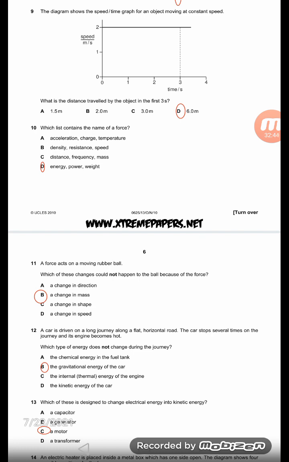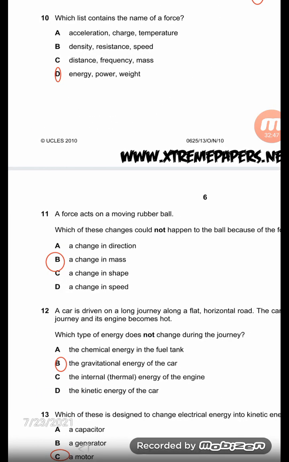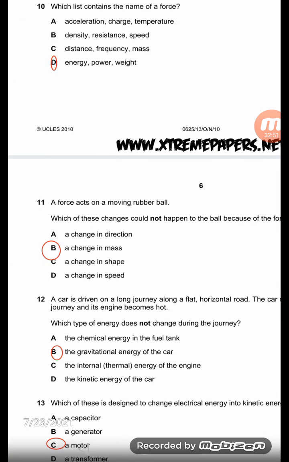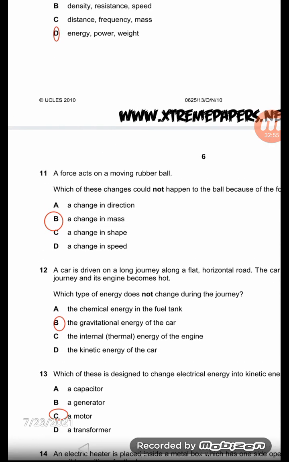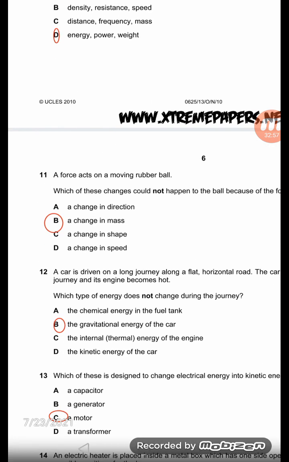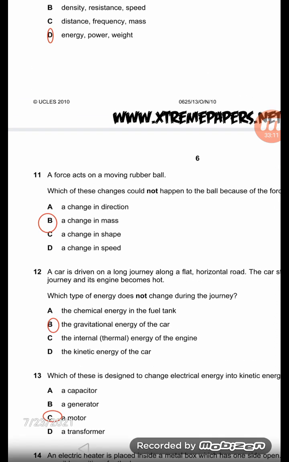Okay, force acting on a rubber ball. Which of these could change what happens? Which will not change? That is the mass. Direction will change. If you put some pressure, some force, it will move, right? And shape you can change, and speed, right? If you move it faster, it will move faster, right?